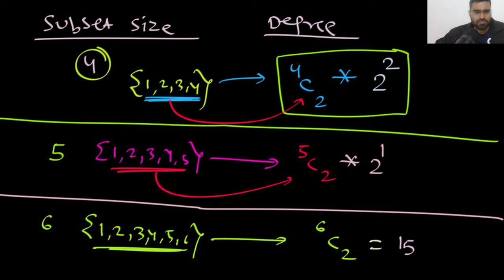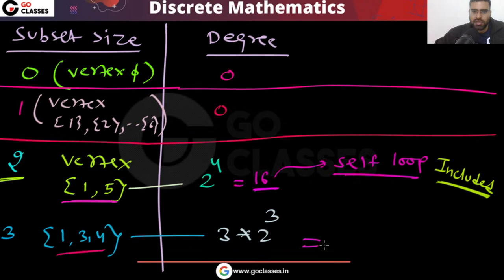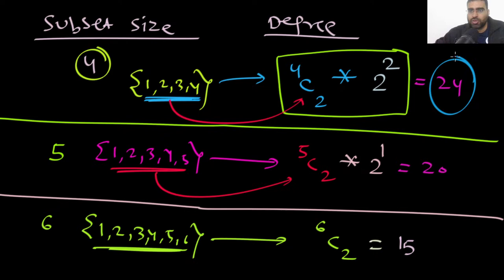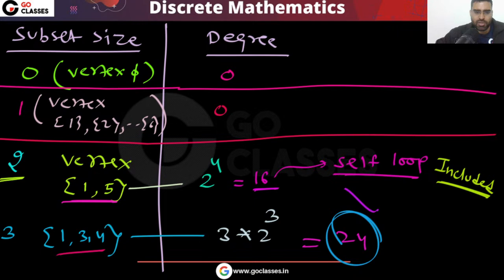Okay. So what is this value? This is like 10. So that is 20. What is this value? 4C2. That is 6 into 4. That is 24. This is 24. This is 16. So what is the maximum degree? The maximum degree people are these. So the maximum degree is 24. So when you put n equal to 6, the answer should be 24.